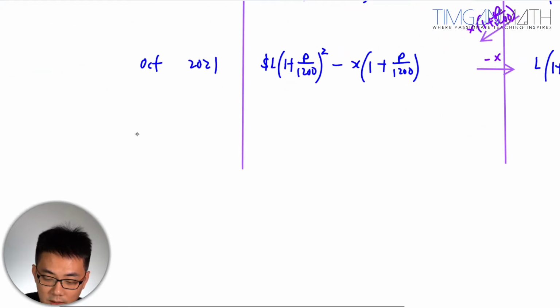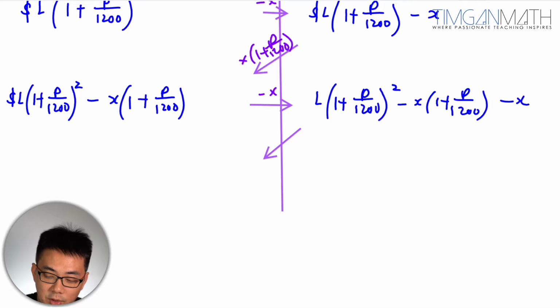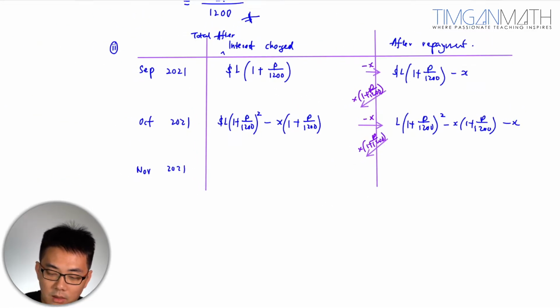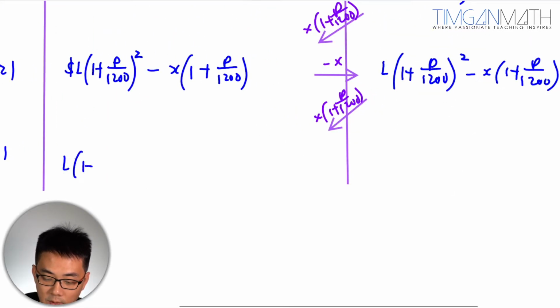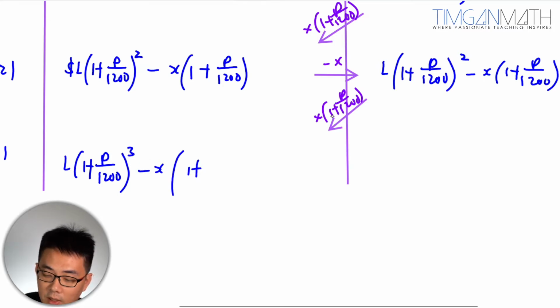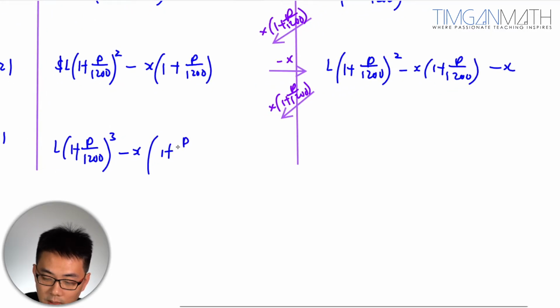For this one, this is November. So the rule of thumb is, when do you stop? You stop when you can write the subsequent expression without the intermediate steps. In this case, it is L(1 + P/1200) and just multiply by this. Every term has to be multiplied, so this and this. So this will be 1 plus P over 1200 minus X(1 + P/1200).